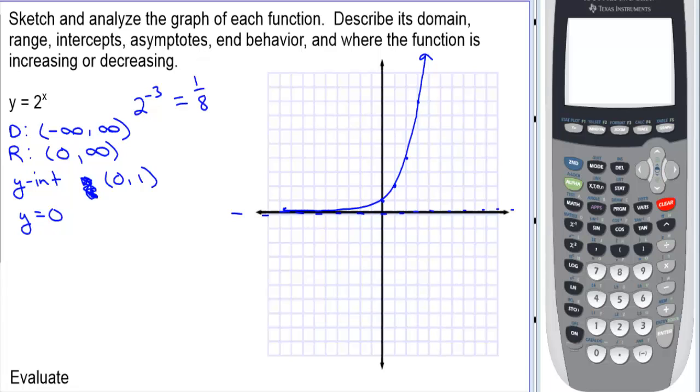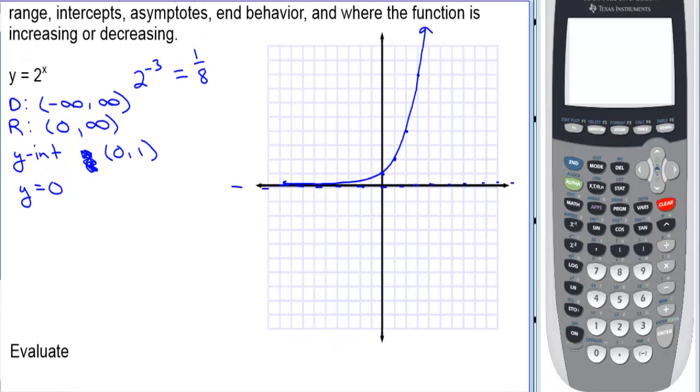Ending behavior. We describe ending behavior with limit statements. The limit as x approaches negative infinity of f of x is equal to 0. So as the function goes to the left, we're leveling off to 0. And then the limit as x approaches infinity of f of x is equal to infinity. It's shooting up to infinity on the right.